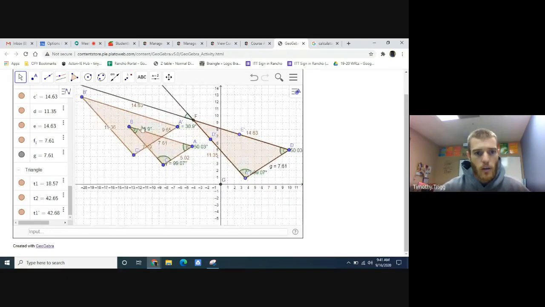Okay, now notice my triangle A prime, B prime, C prime, and my triangle D, E, F. Notice the side lengths, they're the same as over here. So this is like 11.36 and this is 11.35. Slightly off. That's okay. This one's 14.63, this one's 14.63. This one's 7.61, 7.61. I don't know why that one's different. That's weird. Rounding error, I guess. That's okay. They should be the same or very close to the same.